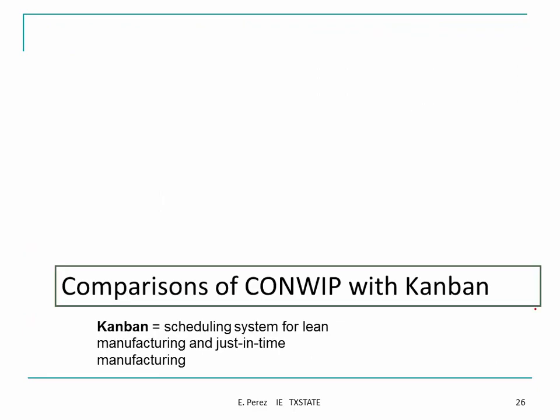Now I want to compare CONWIP with the Kanban system. And Kanban is the scheduling system for lean manufacturing and just-in-time manufacturing. The Kanban system basically is the one that uses cards to send the request to the stations that are before in your process. And we observed that in the video. So let's compare these two, CONWIP versus Kanban.